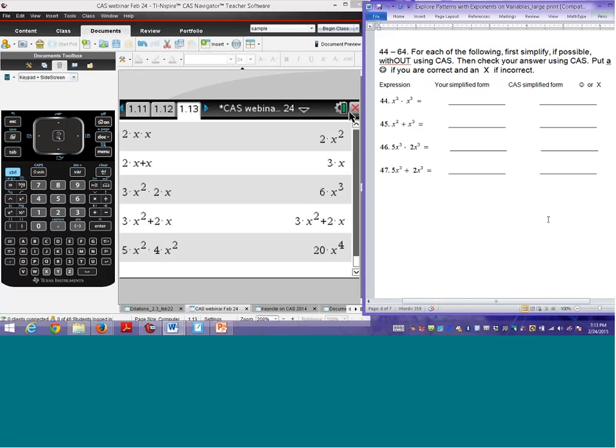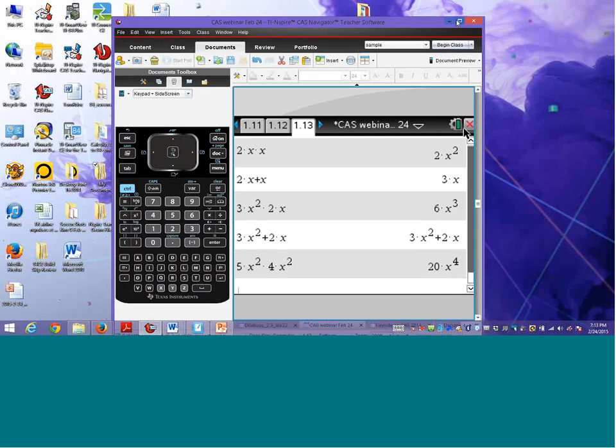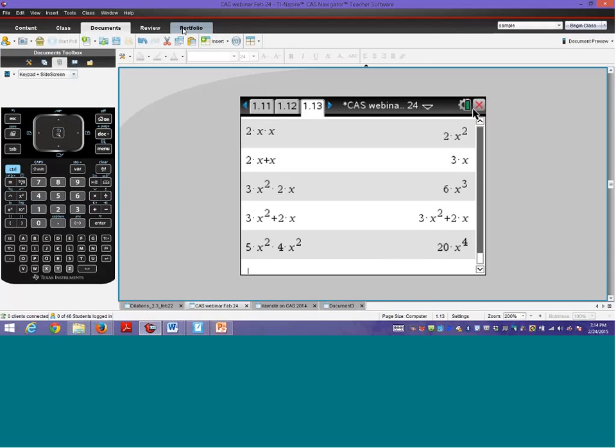All right, so I'm going to go ahead and minimize this right here and go back here, make this a little bit larger. Make this computer document preview.